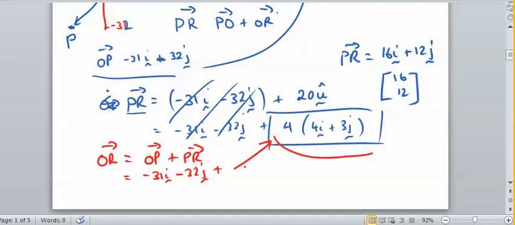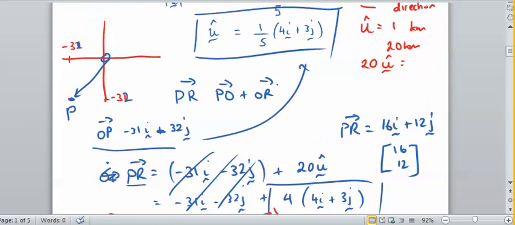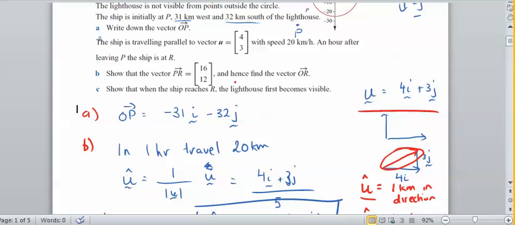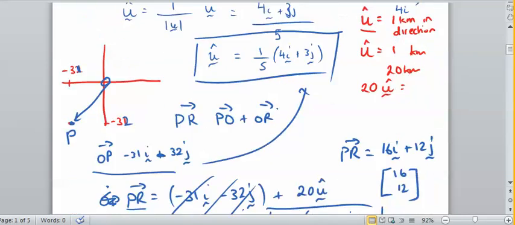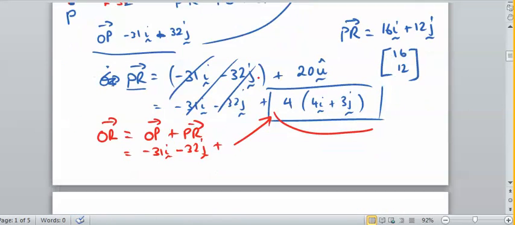So here are some applications of vectors, which I guess you wouldn't see just doing your questions from the text. Okay, so now the thing is, are we done yet? Let's see what it's saying. Show that the vector PR, and hence find the vector OR. Well, that's what we just talked about.